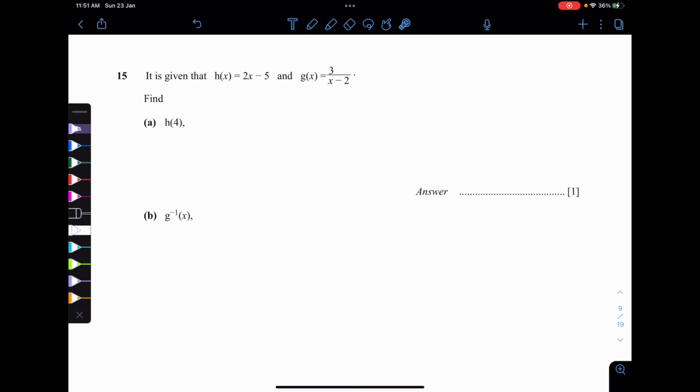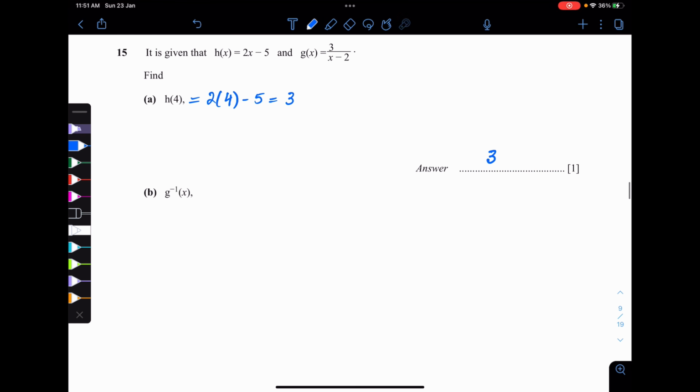It has two functions in it. h of x is 2x minus 5. g of x is equal to 3 over x minus 2. The first part is asking for h of 4. This is basically two pieces of information. The first tells us the name of the function, that you have to go to function h. And the second tells us that we have to put the value x is equal to 4. Let's do that quickly. 2 times 4 is 8, minus 5 would give you a final answer of 3.